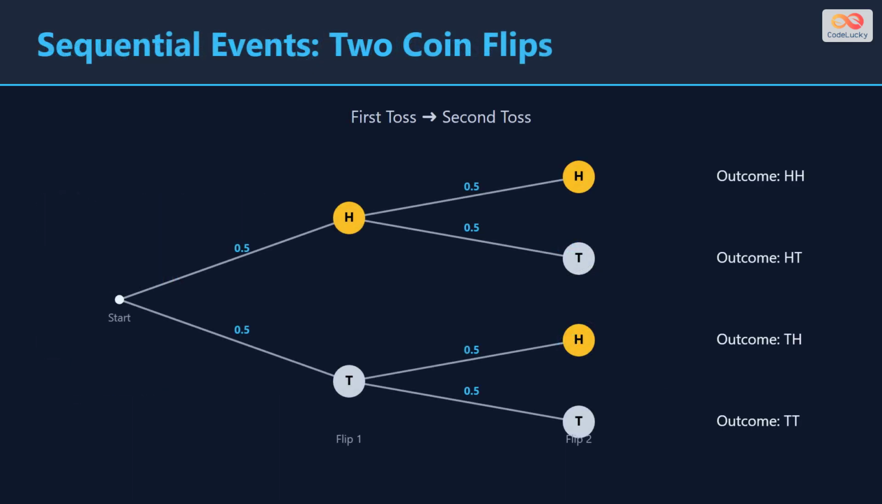Now let's make it sequential. Suppose we flip the coin a second time. We extend new branches from the end of the first flip. If we got heads first, we could get heads or tails next. The same applies if we got tails first. This gives us 4 final outcomes: heads heads, heads tails, tails heads, and tails tails. The tree now shows the full path of the story.